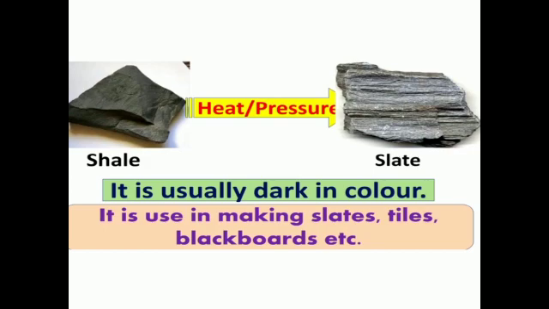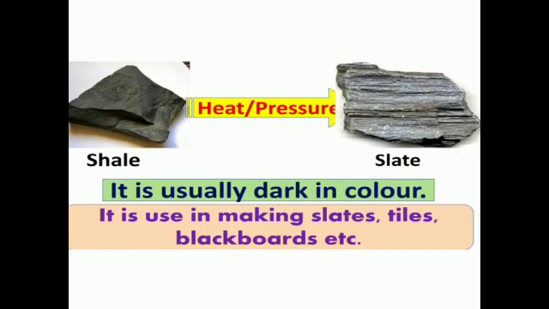First one is slate. It is a metamorphic rock formed from shale. Shale is a sedimentary rock. It is usually dark in color. Slate breaks into thin layers. It is used in making slates, tiles, blackboards, etc.